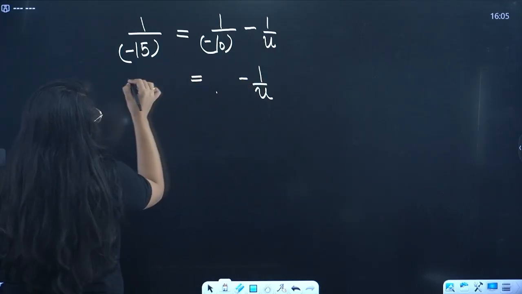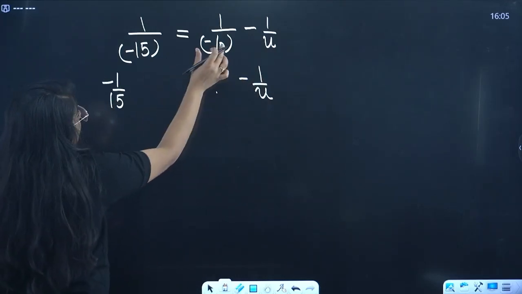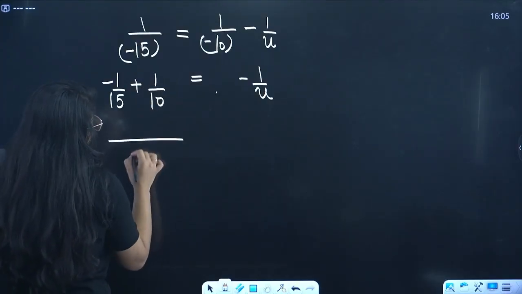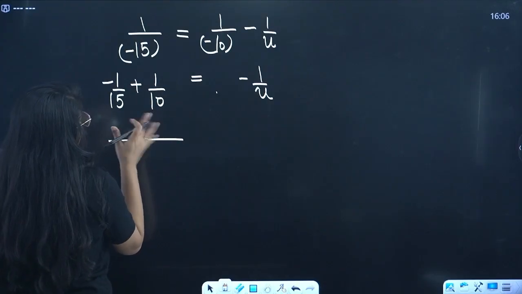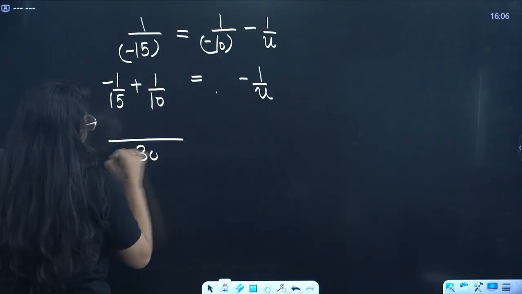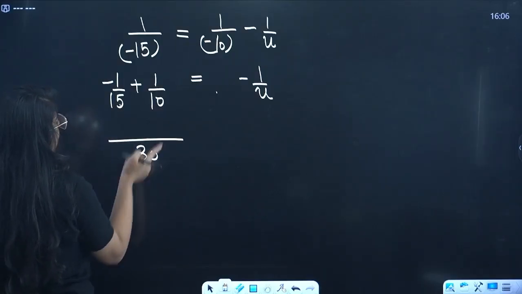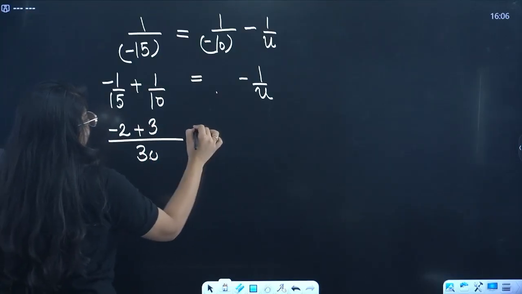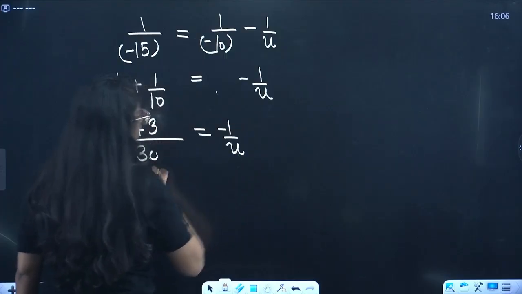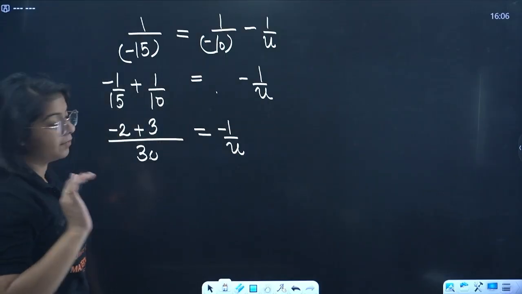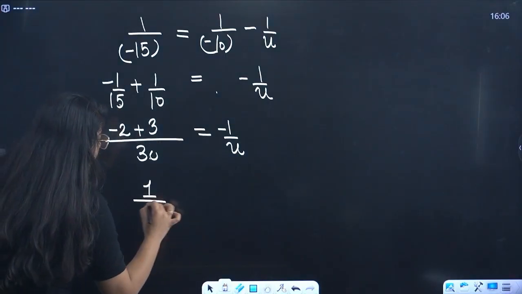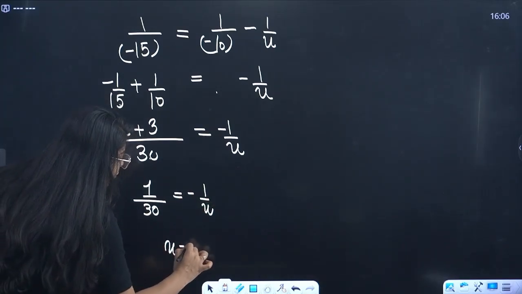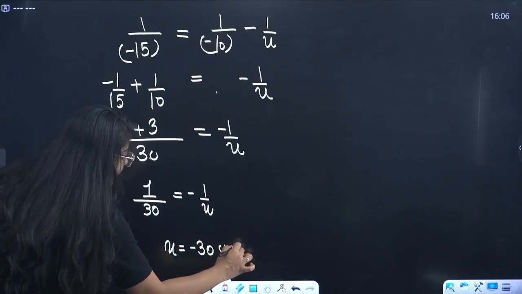So for 1 by U, the minus will remain with U. It comes out to be minus 1 by 15, and this minus comes to the opposite side of the equal sign, so that will become plus. Simply take an LCM. What will be the LCM? It will be 30, right? So minus 15 into 2 is 30, 2 into minus 1 is minus 2, plus 10 into 3, 3 into 1 is 3. That is your 1 by U, which also has a negative sign. Done? This is simply 1 divided by 30 equals minus 1 by U. So U comes out to be minus 30 centimeter.